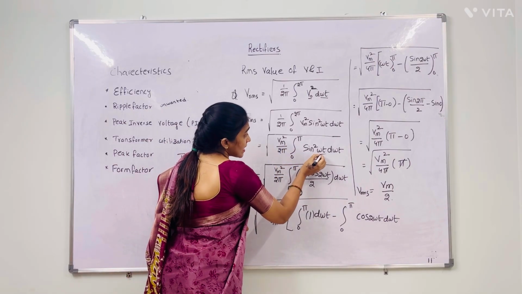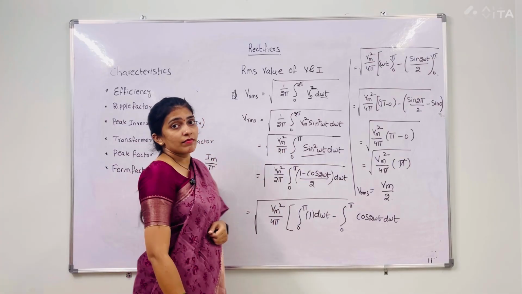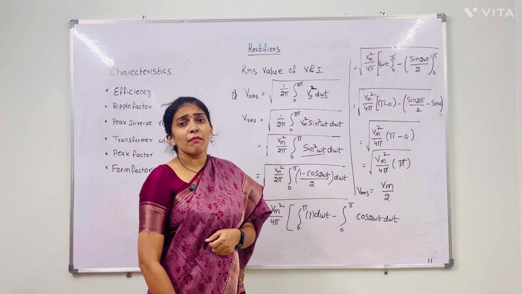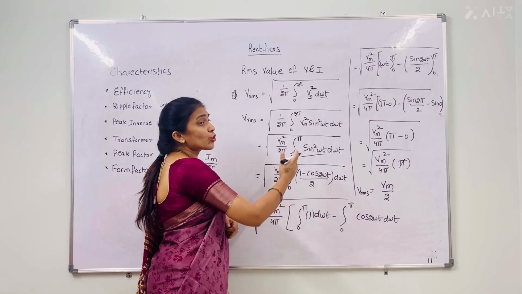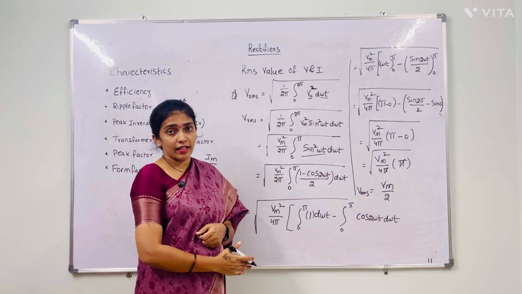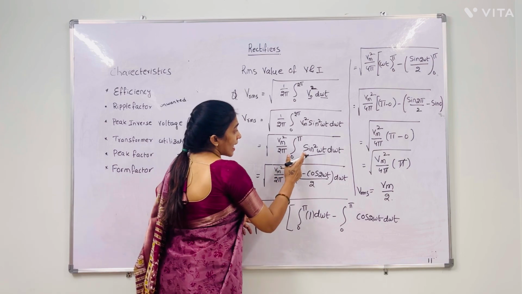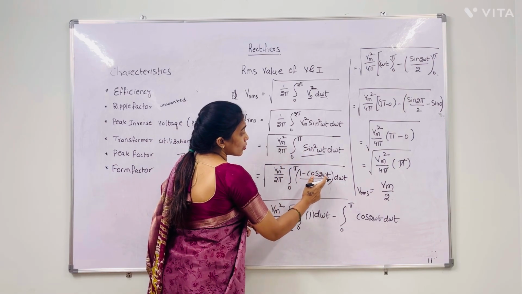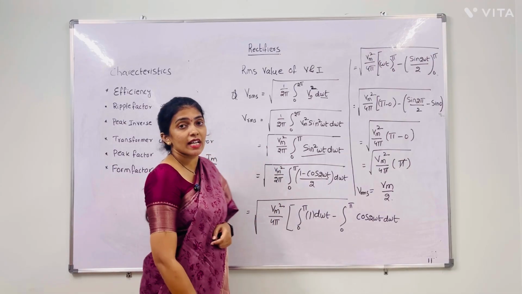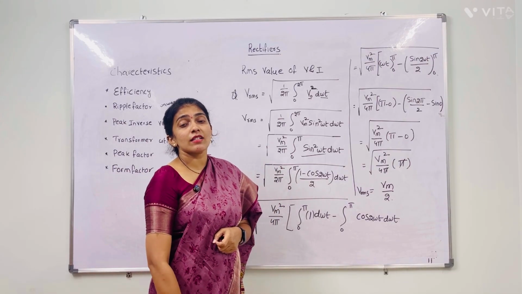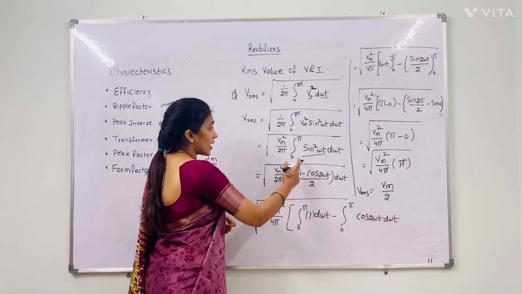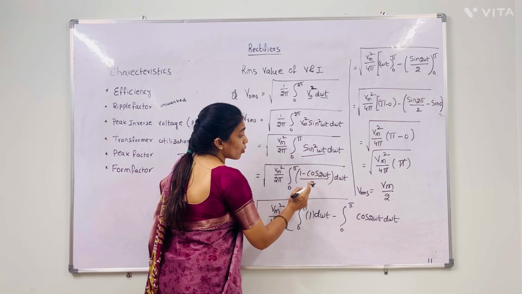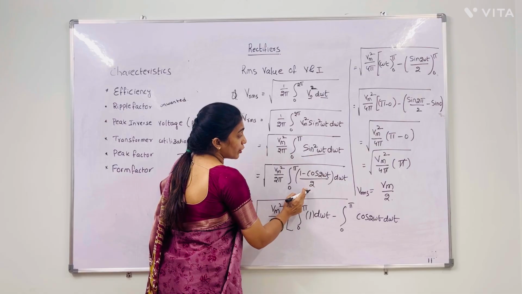Sine square x formula, what is that? 1 minus cos 2x by 2, right? So here also, the same: sine square omega t formula is 1 minus cos 2 omega t by 2, d omega t.